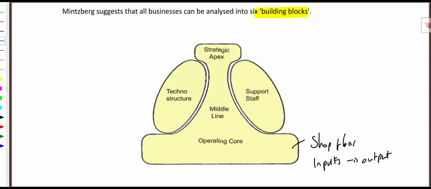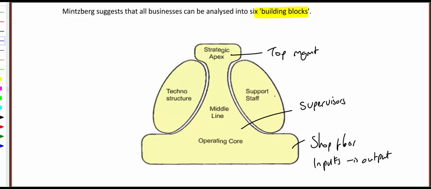Next up, we've got our middle line. These are going to be your supervisors, the people that link the very top management with your operating core. They're all about ensuring your operating core are controlled, but also communicating the message from the top line. Speaking of top management, here we've got our strategic apex, and this is where the strategic direction of the business is set. Remember, in chapter 1 we looked at mission statements, and these will be the people responsible for ensuring that the business is following that mission.